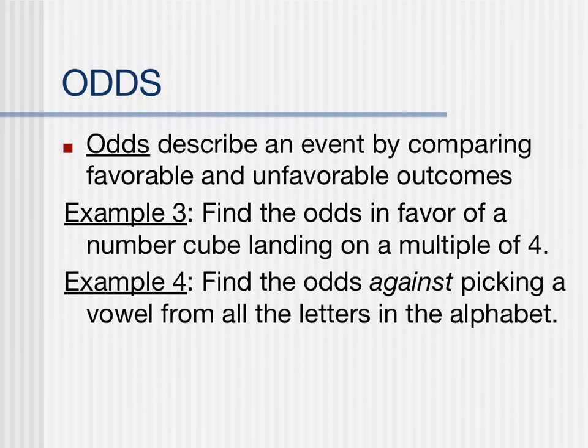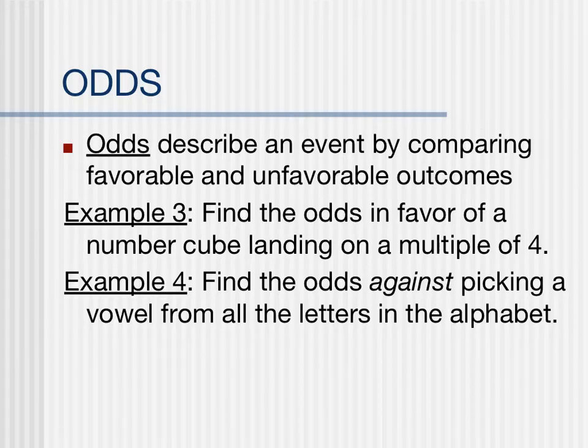So odds describe an event by comparing favorable to unfavorable. So find the odds in favor of a number cube landing on a multiple of 4. Well, there's only one number, 4, that is a multiple of 4 on a standard number cube, and then there are 5 that aren't 4. So the odds would be 1 to 5, okay? Odds are usually written with that colon between them as opposed to a fraction.